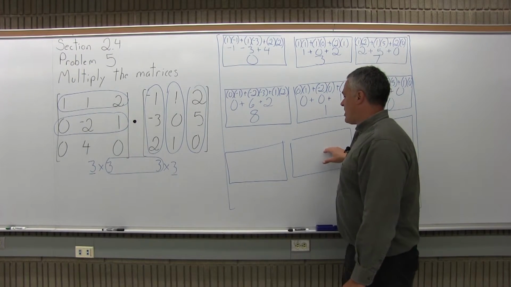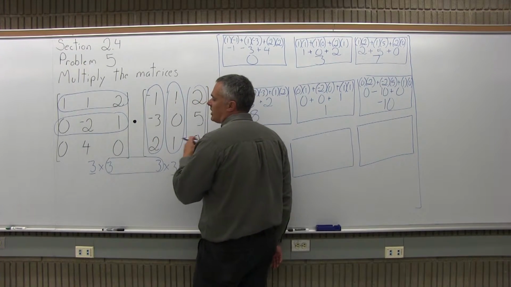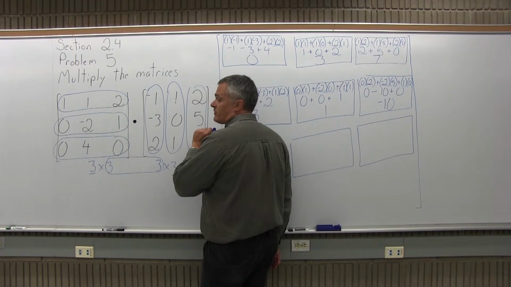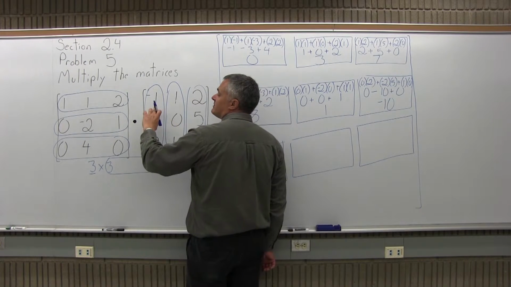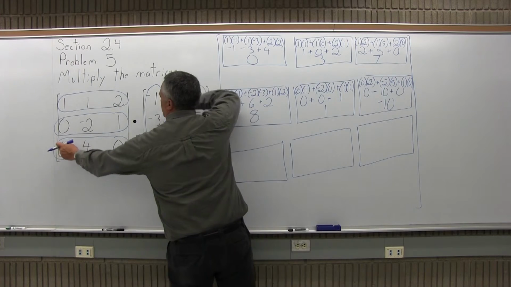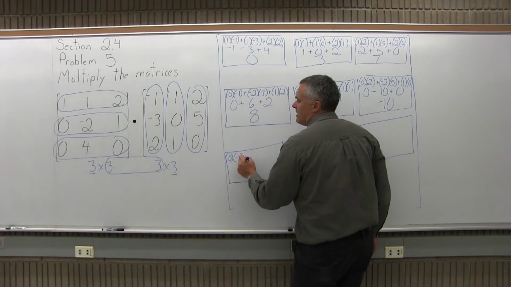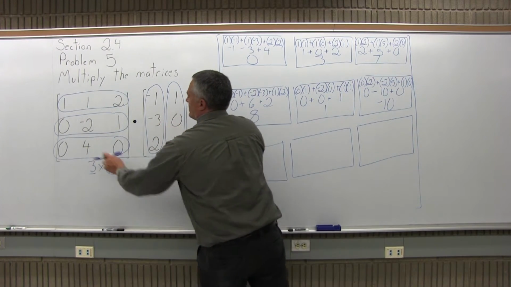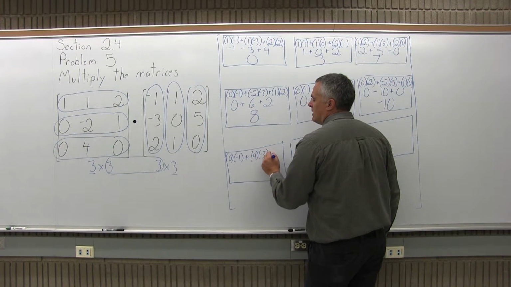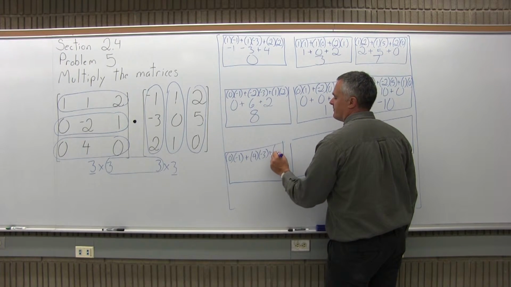So now I have to fill out the bottom. I'm going to multiply the bottom row of the first matrix times each column of the second. So to start that off, I'm going to multiply the bottom row of the first matrix, 0, 4, 0, times the first column of the second matrix. Now as I do that, first times first will be 0 times negative 1, plus middle times middle will be 4 times negative 3, plus last times last will be 0 times 2.